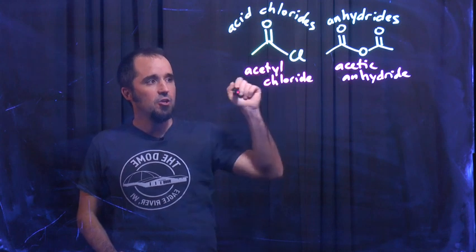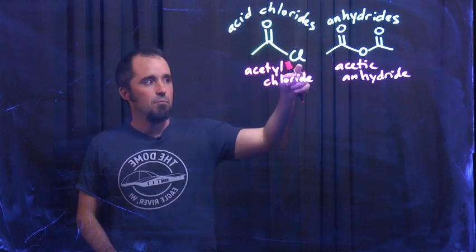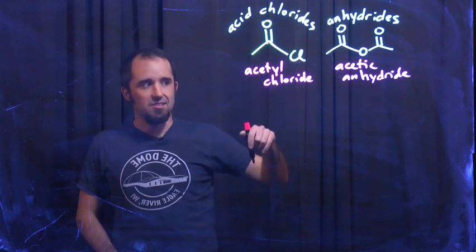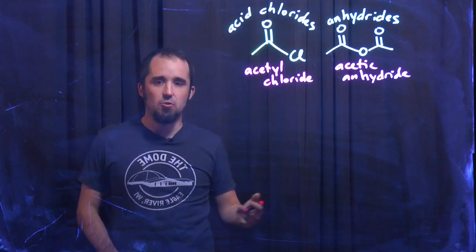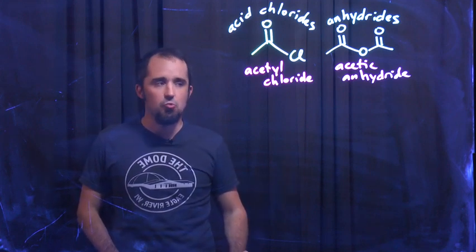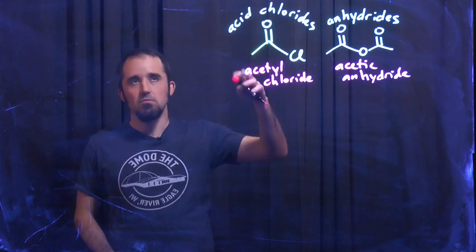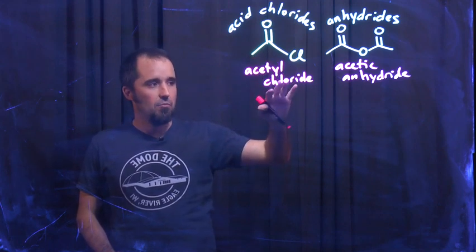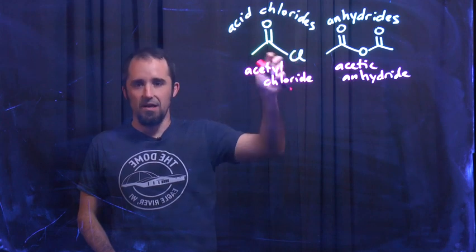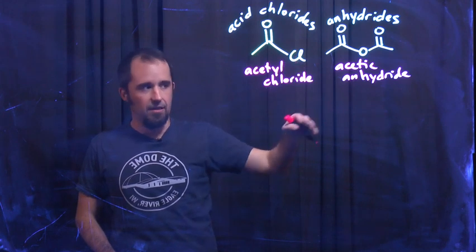Acetyl chloride, you really will not see Br here. Acetyl bromide is possible, but it's not very commonly used. It's too reactive. You will not see fluoride. You will not see iodide. So really the chloride is the sweet spot and the one that we'll use. So don't use the other halides.